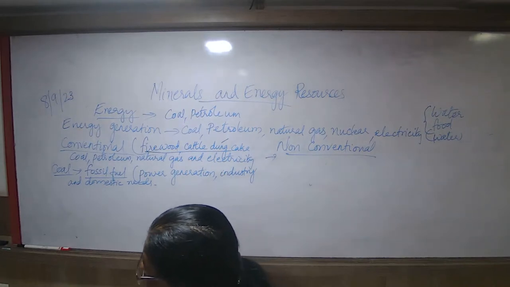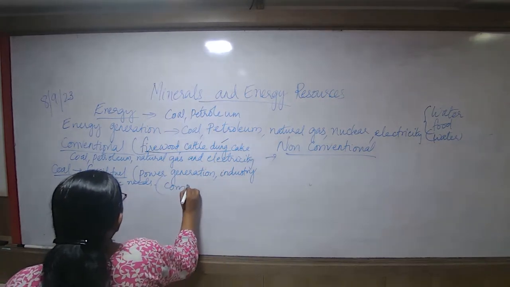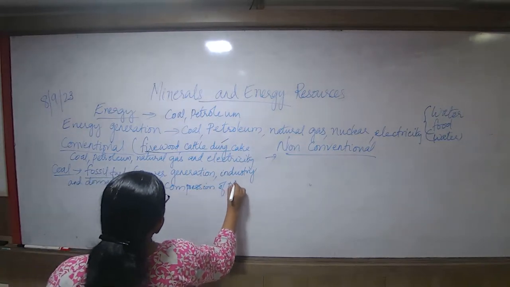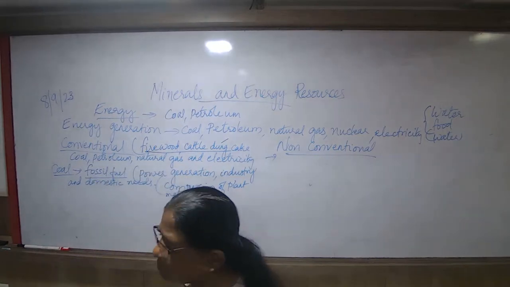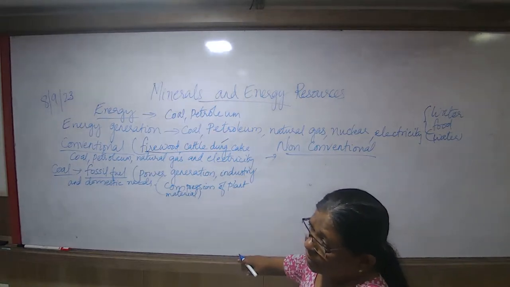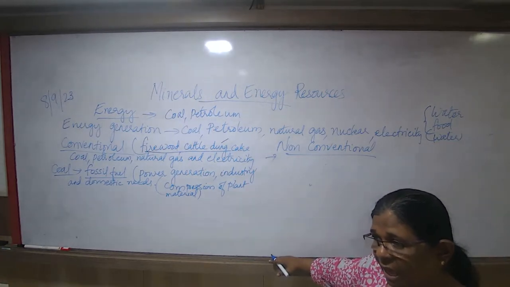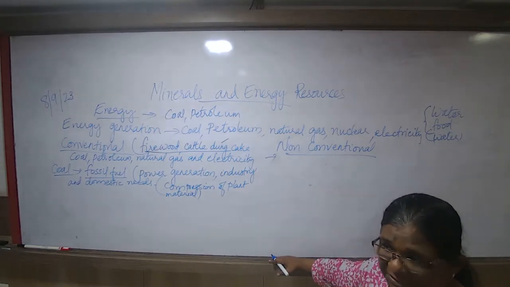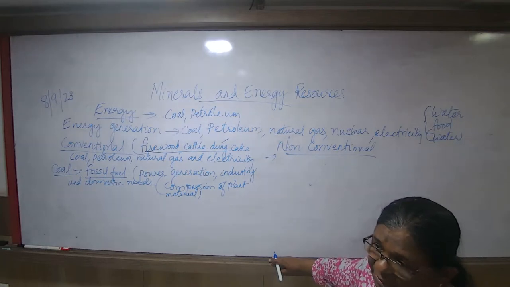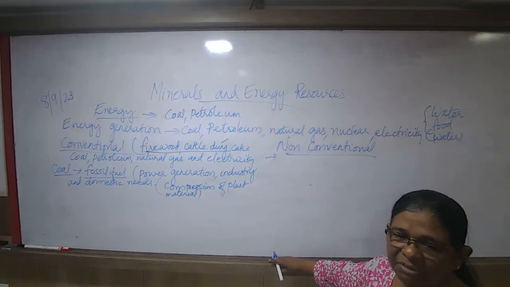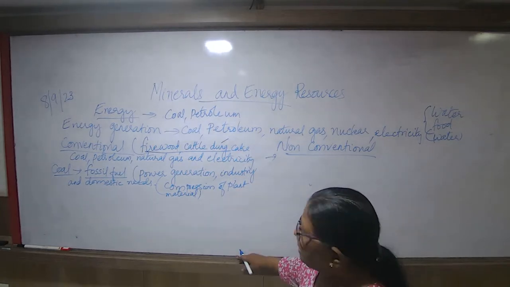Now, coal is formed due to the compression of plant material over millions of years. How is coal formed? Compression of plant material. What is the meaning of compression? Press. So it is believed that for a long time this was lying buried, and depending upon the carbon present, the quality of coal is defined. More carbon content means good quality. Less carbon content means poor quality. So as a result of compression of plant material, it is formed.